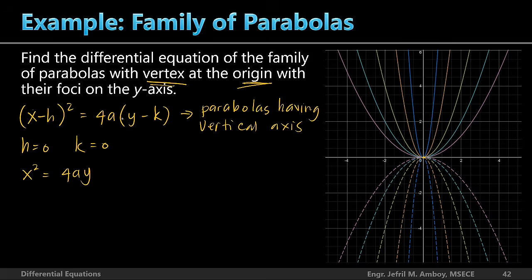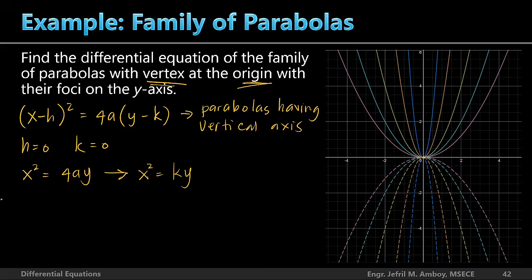But 4a is a constant. In order to further simplify this, gawin ko na lang yung 4a na isang constant na arbitrary, x squared equals ky. So now we have a single arbitrary constant k which needs to be eliminated so we can form its differential equation. And how are we going to do that? We need to differentiate this expression with respect to x. Okay? So that is the next step, to differentiate the equation representing the parabola so we can obtain its differential equation. Okay? So now let's differentiate with respect to x.